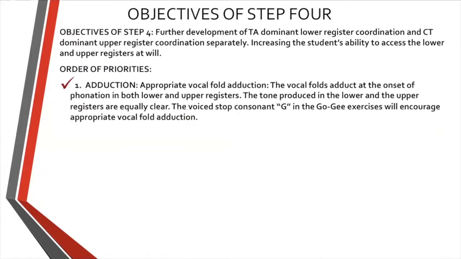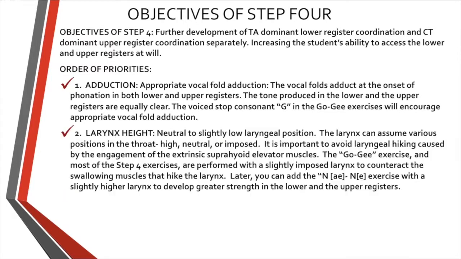The order of priorities. Adduction. Appropriate vocal fold adduction. The vocal folds adduct at the onset of phonation in both the lower and the upper registers. The tone produced in the lower and the upper registers is equally clear. The voiced stop consonant G in the go-go-gi-gi exercises will encourage appropriate vocal fold adduction.